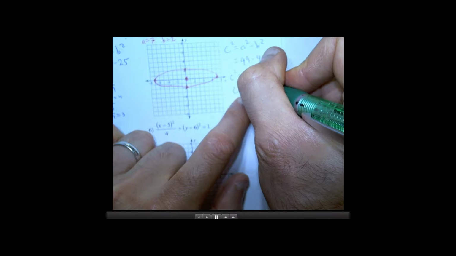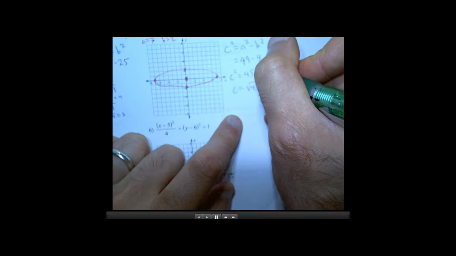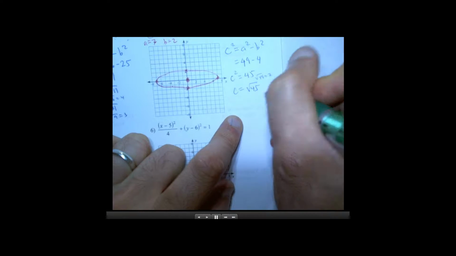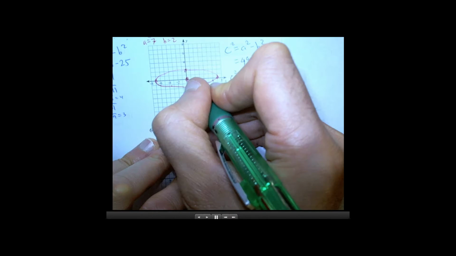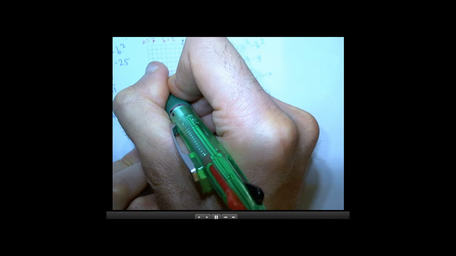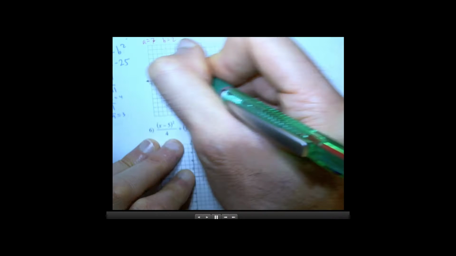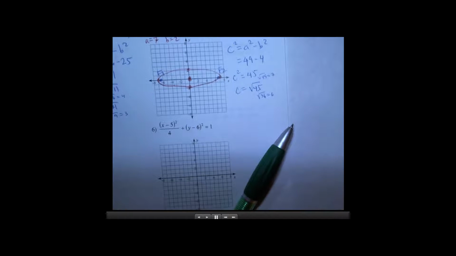Okay, yeah, exactly. Square root of 45 is between 6 and 7, right? Square root of 49 is 7. Square root of 36 is 6. Between 6 and 7, a little bit closer to 7. So let's just go out 1, 2, 3, 4, 5, 6, a little bit more than halfway. That is our focus point, F1 and F2. Those are our two foci. Notice it's very close to the edge because it's really stretched out.